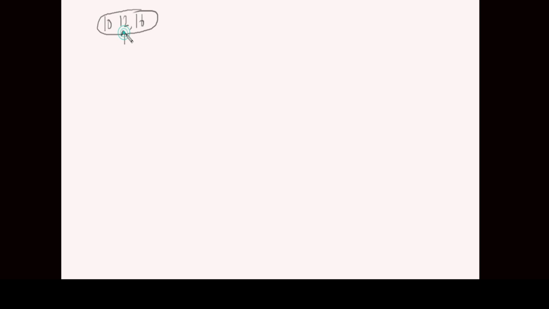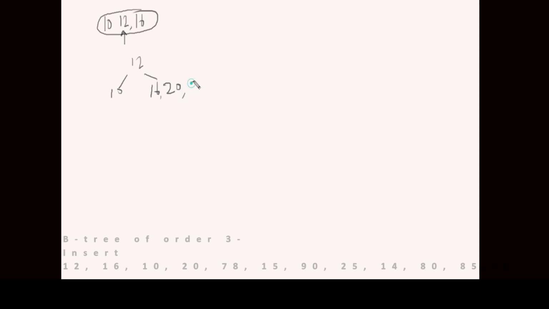So we are going to split this from the median value. This is 12. So 12 is going to split like this. We have this structure. So 12 is inserted, 16 is done, 10 is done, then 20. So 20 is going to be inserted in this node. Okay. Then 78 is going to be inserted here.